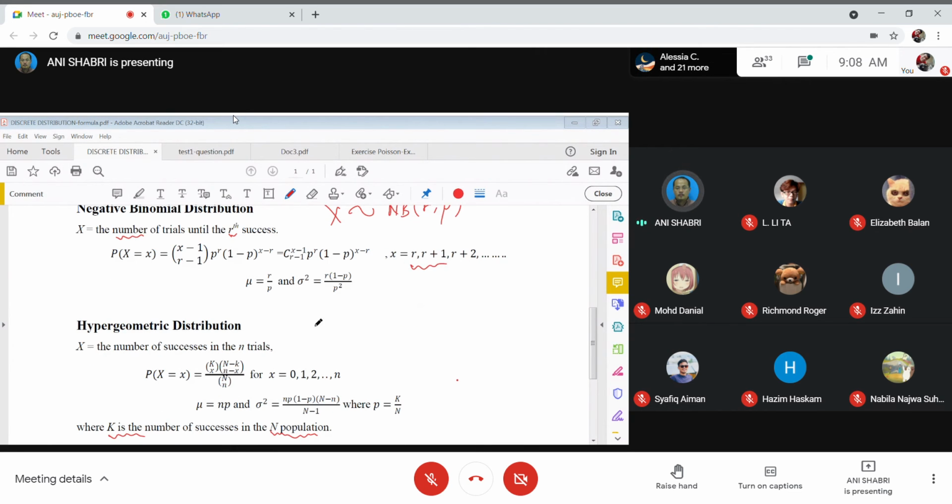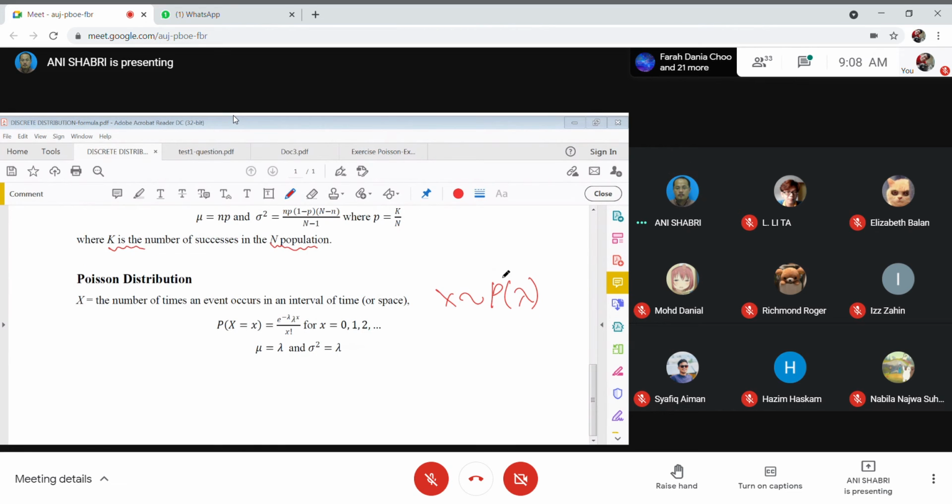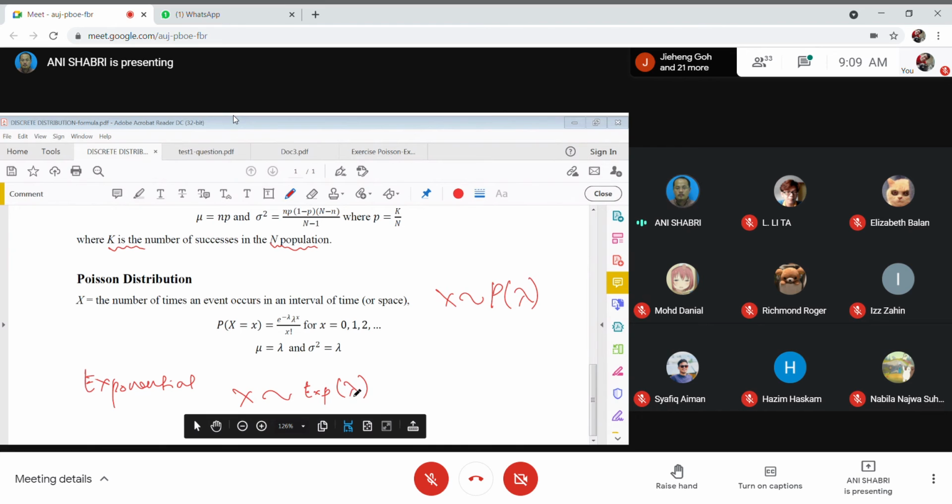For hypergeometric, X follows hypergeometric. We have N and K. For Poisson distribution, X follows Poisson, and this just uses lambda. For exponential, it is the same as Poisson. X follows exponential, and this just uses lambda.